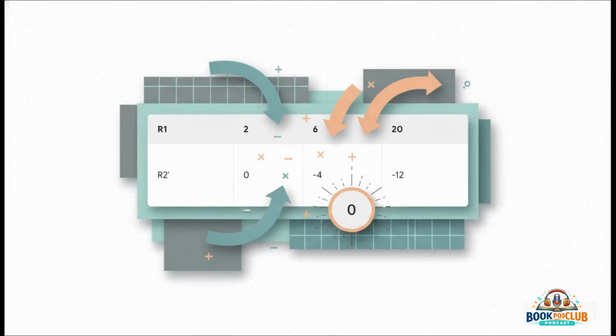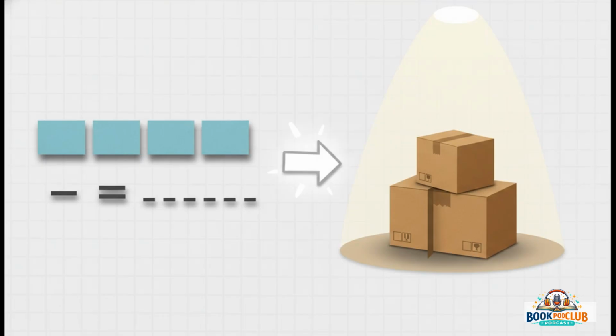Look at that. A 0, right where we wanted it. Now, of course, we had to do the same thing to the entire row. So the 8 became a -4, and the 28 became a -12. But who cares? The important thing is we've made the puzzle simpler. Now we can translate that new bottom row back into English.